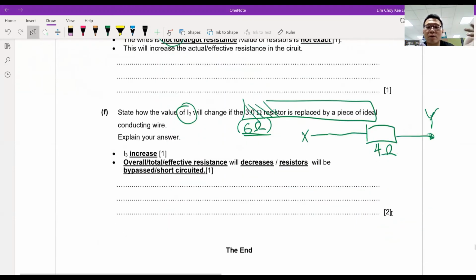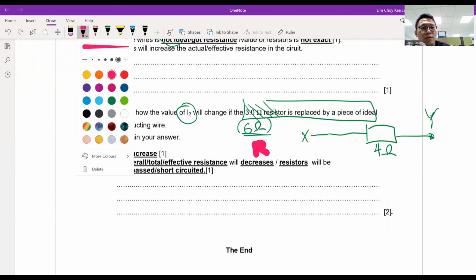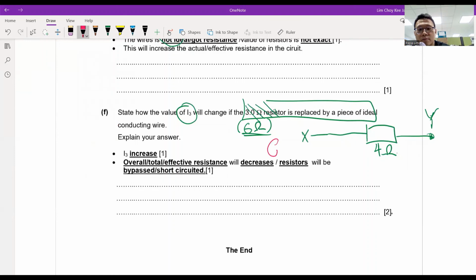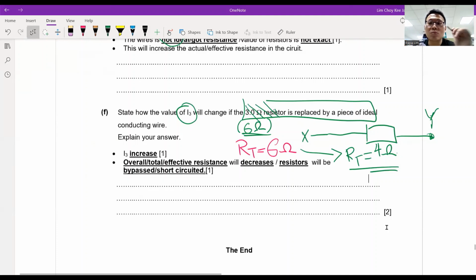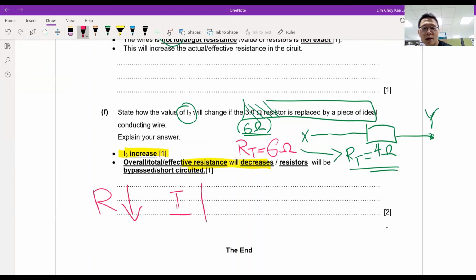So in fact, from just now, your resistance actually changes. Just now the total resistance was 6 ohm, and now it has changed to a total resistance of only 4 ohm because of the short circuit, because of the wire. That's what the question is trying to hint to you. Other than removing the 3 ohm, I'm also removing the 6 ohm because of the short circuit. And because I remove the two resistors, my total resistance now decreases. And because my resistance decreases, the current through the branch increases. Why? Because resistance and current have an inverse relationship. Lower the resistance, higher the current.